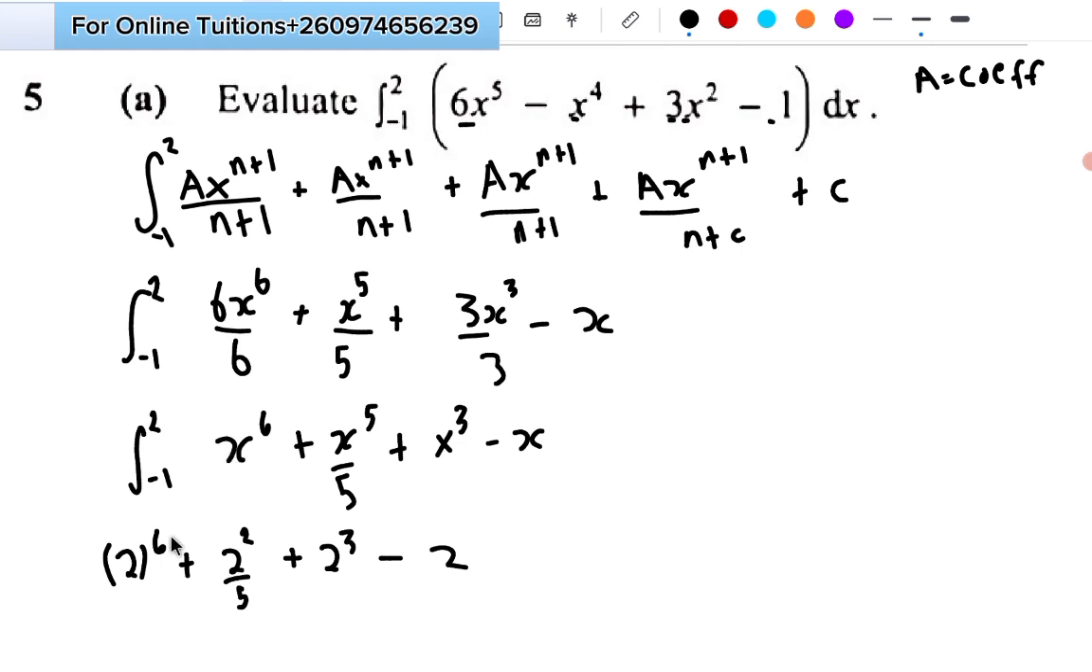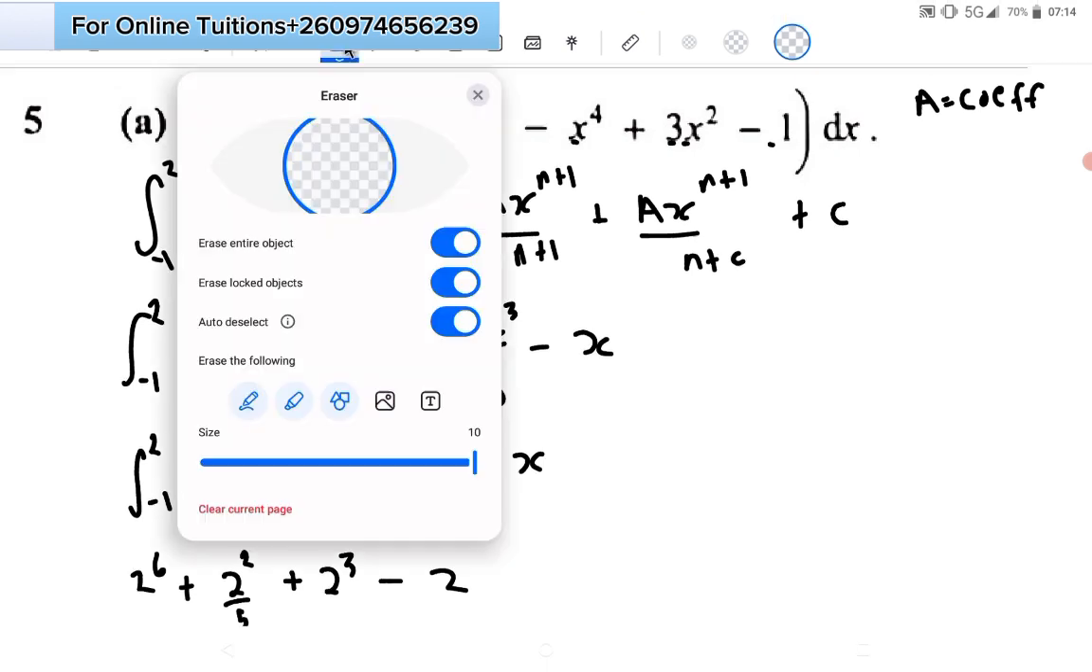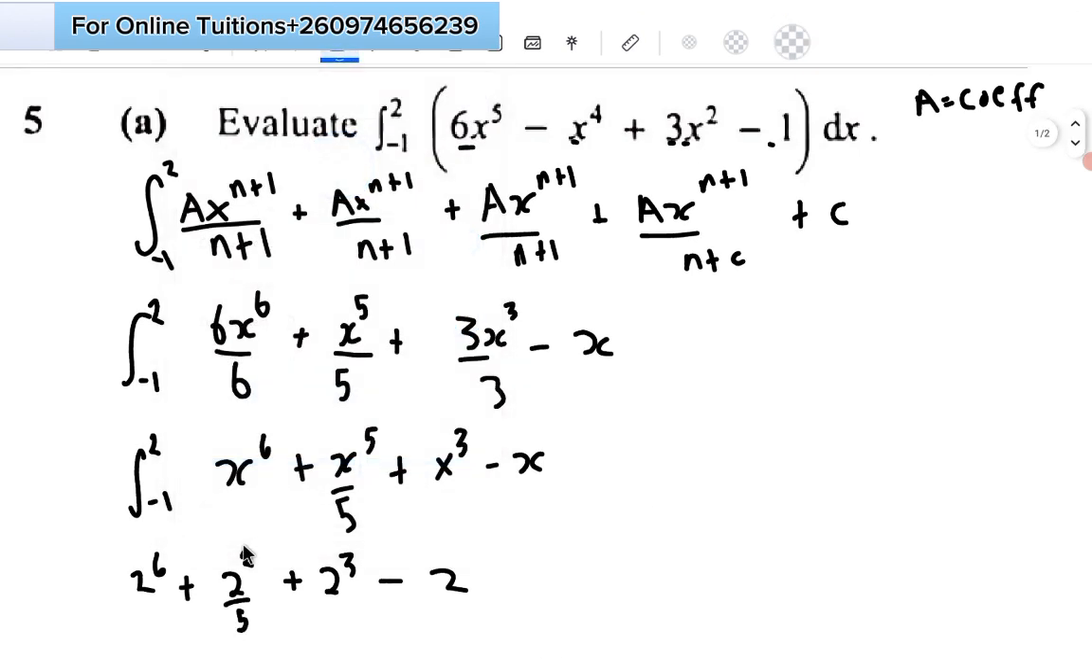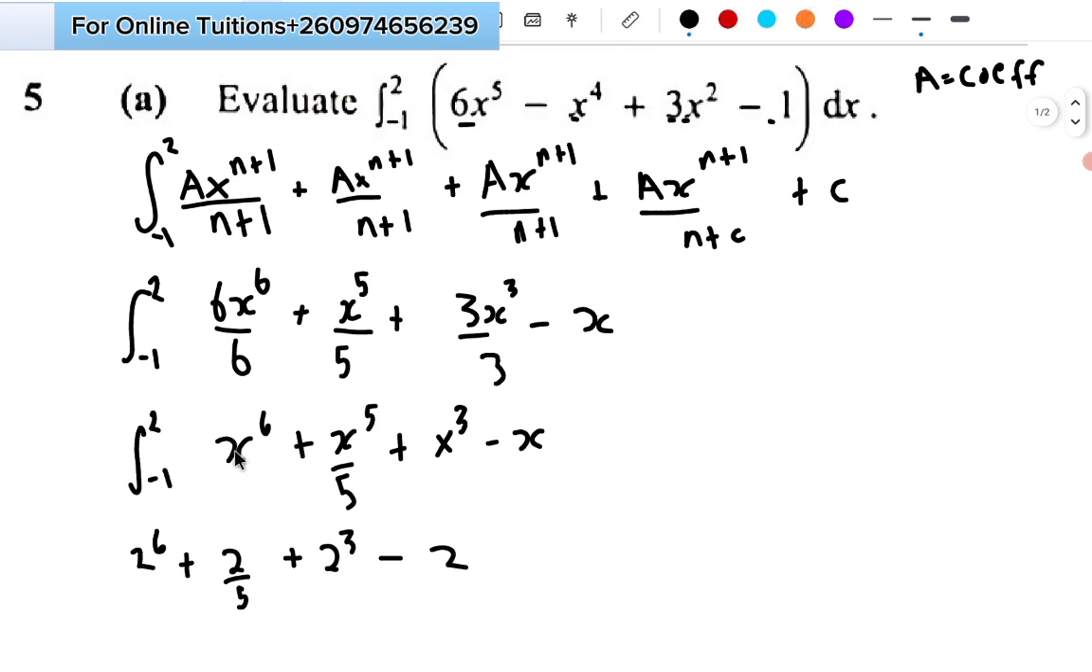This 2 I put here gives me 2 to the power 6. Maybe I shouldn't confuse things. For the second term it is 2 to the power 5, 2 to the power 5. Then for this one 2 to the power 3 and then 2. We only replaced 2, so now you subtract.